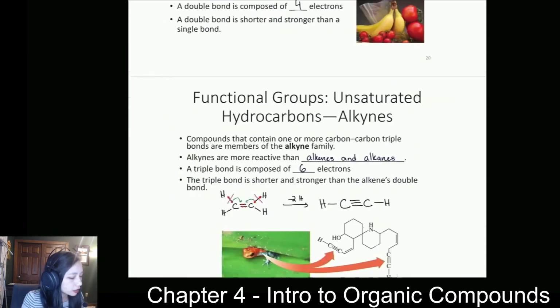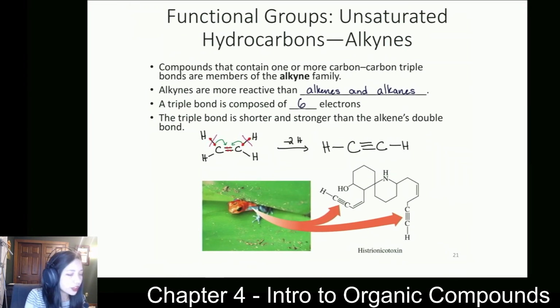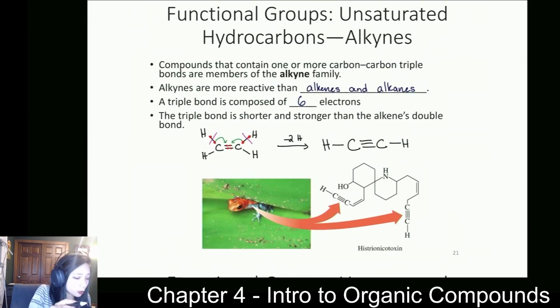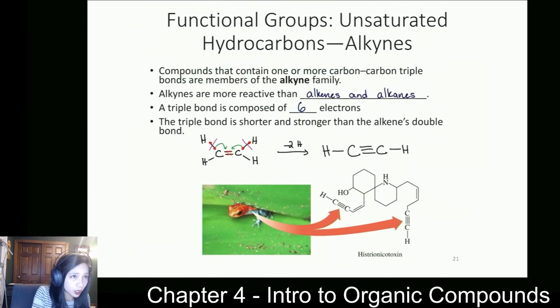All right, so on that same vein of unsaturated hydrocarbons, what if we remove 2 additional hydrogens from an alkene, something with a double bond? We can do it again to make a triple bond, essentially. Alkenes were double bonds. Alkynes are triple bonds. Alkynes are more reactive than both alkenes and alkanes because we made a triple bond here. A triple bond has 6 electrons total keeping those 2 carbon atoms together.